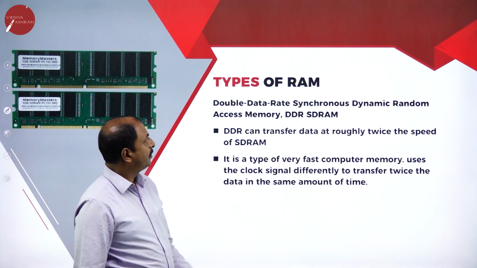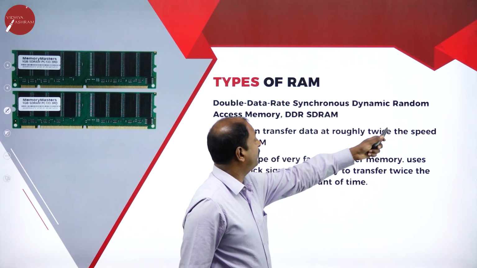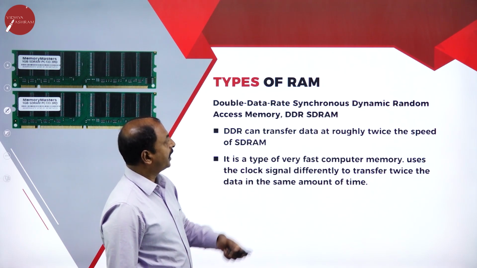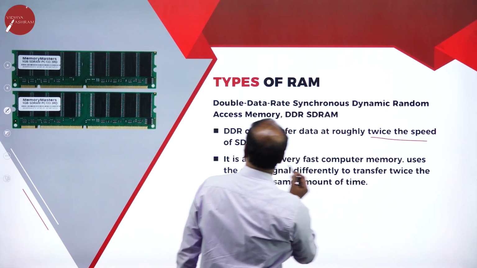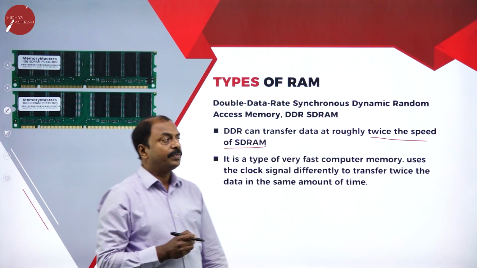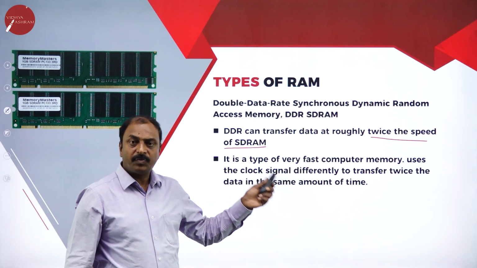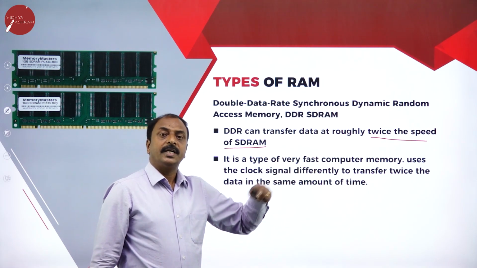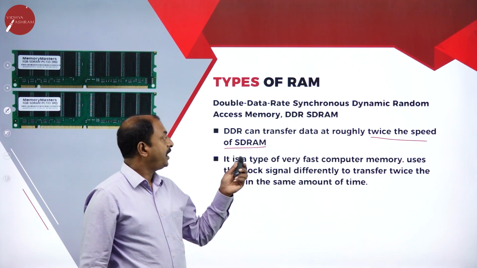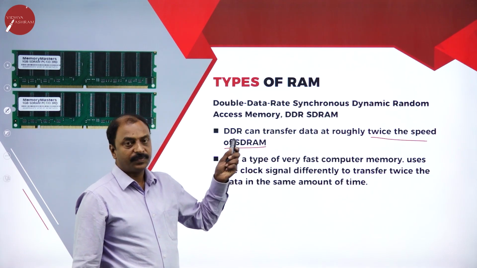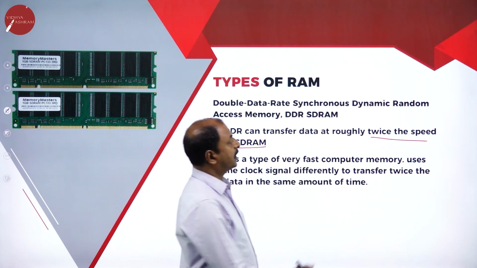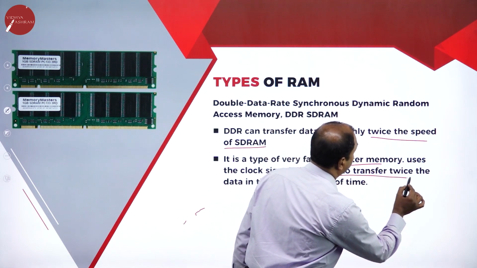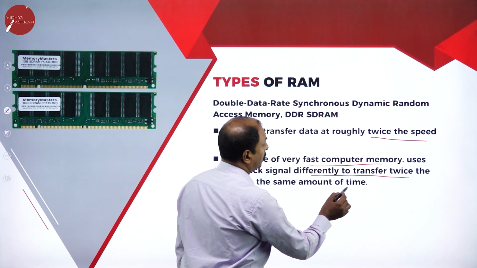The second type of RAM is double data rate synchronous dynamic random access memory, or DDR SDRAM. So DDR can transfer data at roughly twice the speed of SDRAM. So the difference between the previous version and this type of DDR RAM is that the data transmission is double that of the SDRAM. So that is the advantage of this. It is a very fast type of computer memory and uses the clock signal differently to transfer twice the data in the same amount of time.